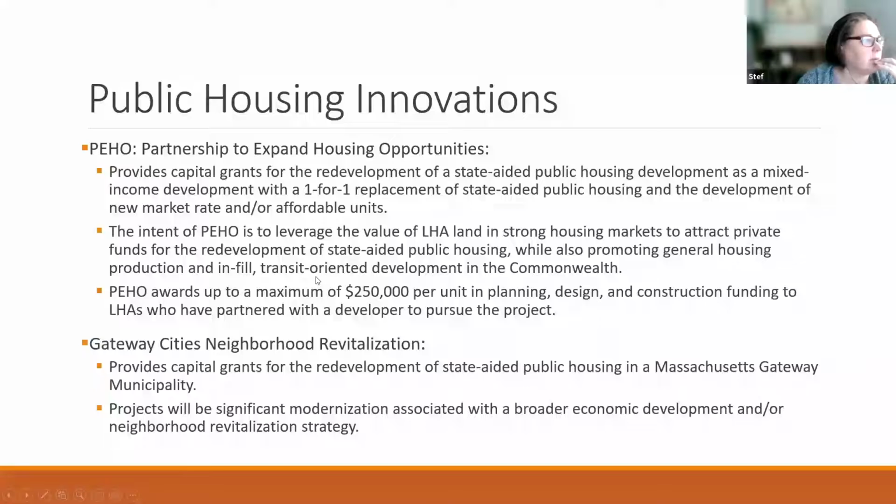And last but not least, we have things called PIHO, which is a program that some of the larger authorities have taken advantage of. It really is a way to leverage state-aided public housing and the development of new market or affordable units. It's a huge effort to create buildings that are a mix of public housing, of affordable housing, and of new apartments that a community can have. So it's really intended to make sure that there are just more units available for residents in those towns that get the PIHO grants. These also tend to be multi-million-dollar projects, and so we only have enough for maybe 1 or 2 every couple of years. And then the last PIHO, the Public Housing Innovations funds, were Gateway City projects.